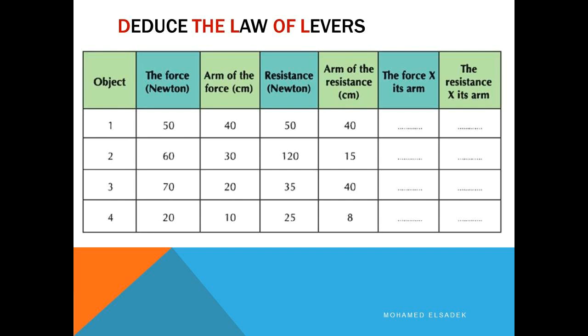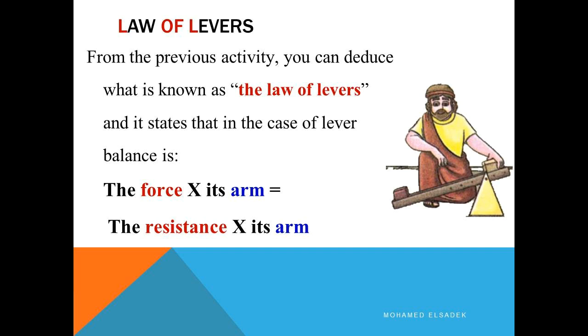How do we apply it? Pay attention with me. From the previous activity you can deduce what is known as the law of levers, and it states that in the case of lever balance, the force multiplied by its arm equals the resistance multiplied by its arm. From the previous table you built, after you record all observations, conclusions, and results you gathered from your calculations and work, you can now deduce the law of levers, which we formed at the end: force multiplied by its arm, the arm of force, equals resistance multiplied by its arm.